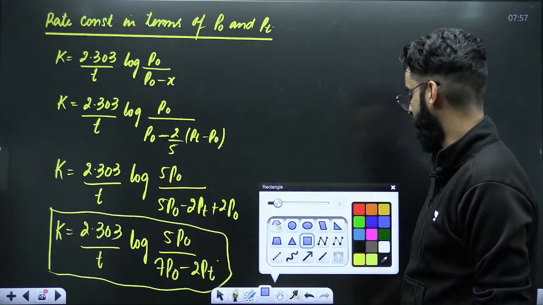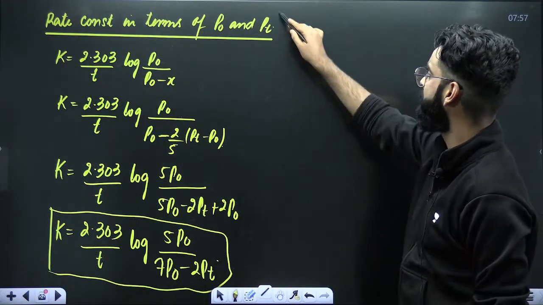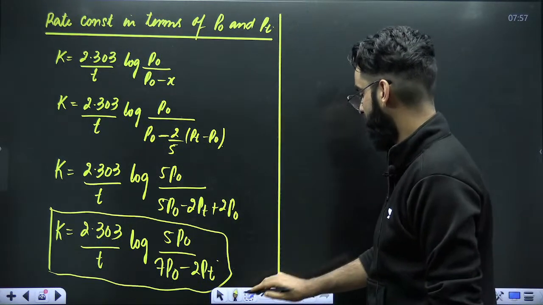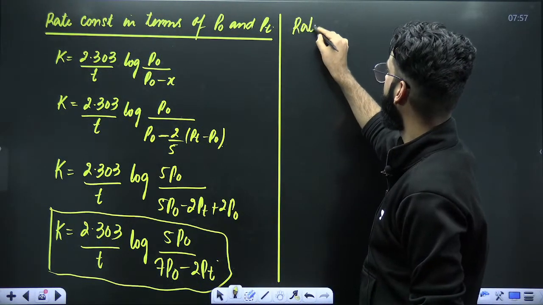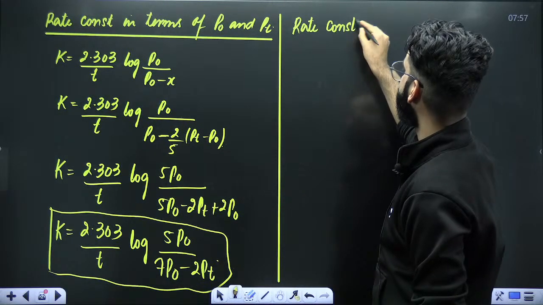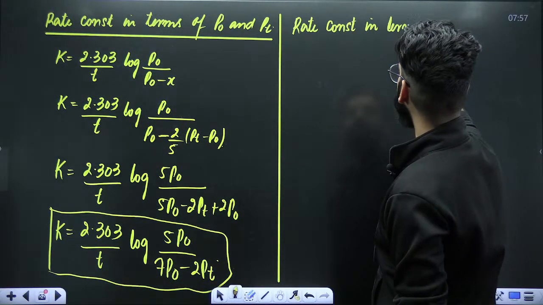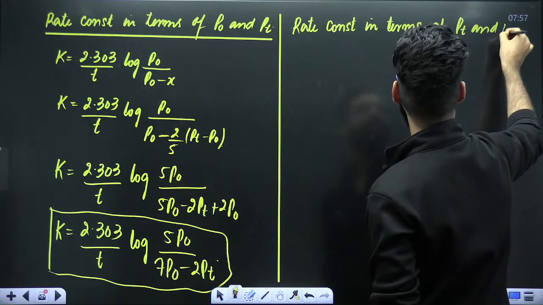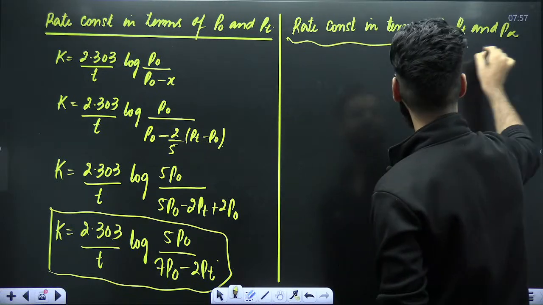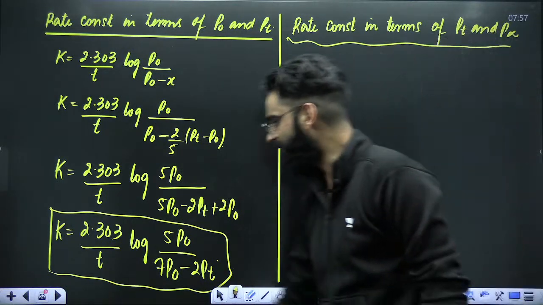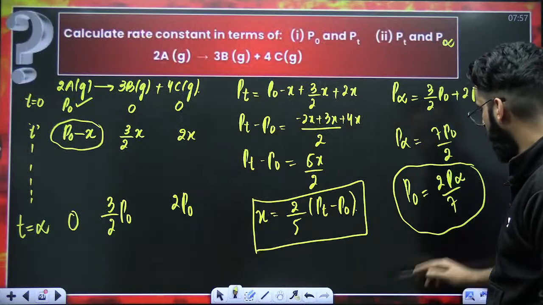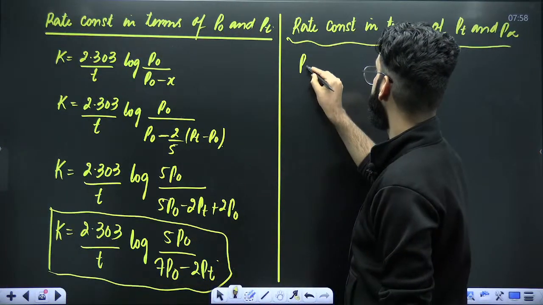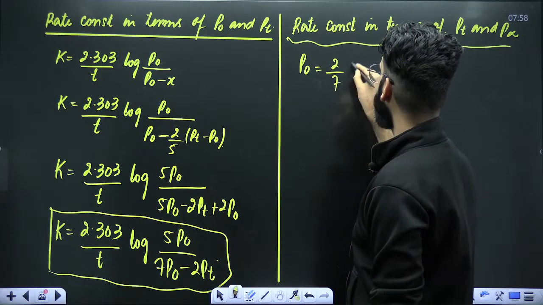All right. What is the second part of the question? The second part of the question is calculate the rate constant in terms of PT and P infinite, right? So what exactly you'll be doing in this question? Already we have got the relation between P naught and PT. You know, P naught is equal to 2 divided by 7 P infinite.